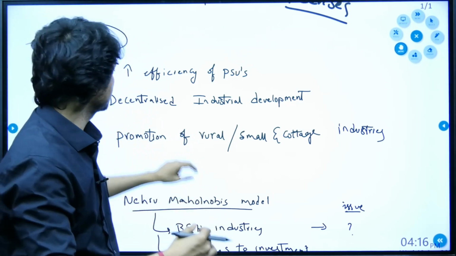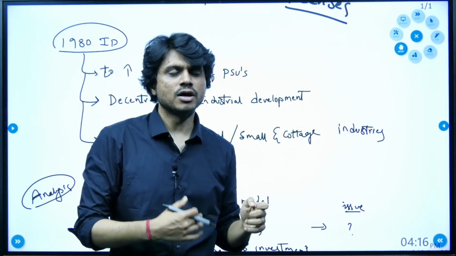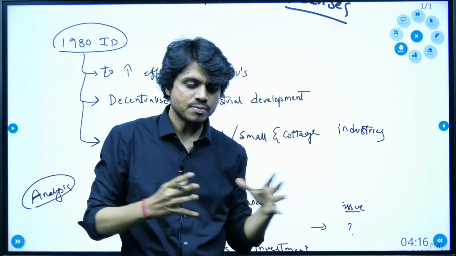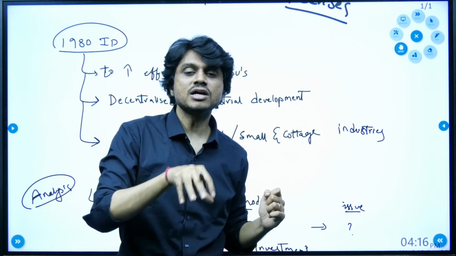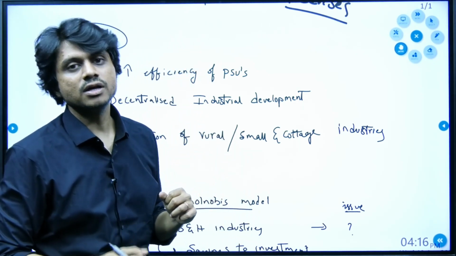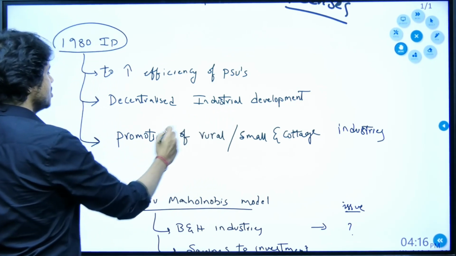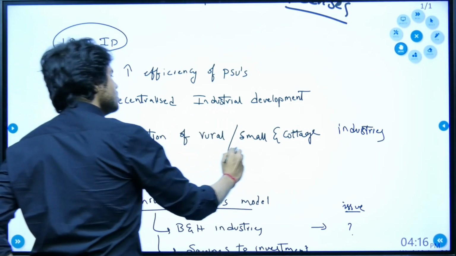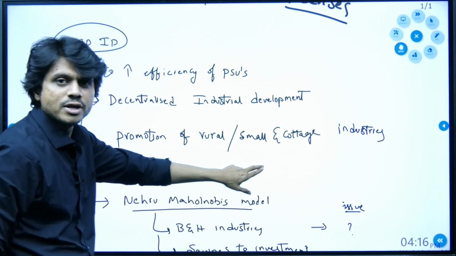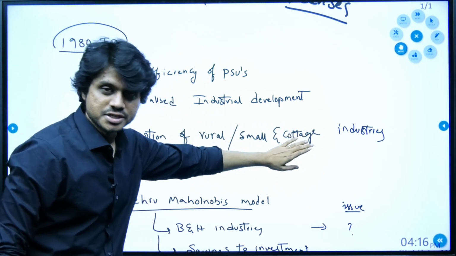Okay, that is a kind of decentralized industrial development, because by then our Indian government had understood that development was only happening in pockets. It was islands of development. So there is a need for balanced regional development. For an area based development approach, they introduced decentralized industrial development. Then they also provided promotion for the rural and small cottage industries. This is also mentioned in your APPSC syllabus, about the importance of rural and small cottage industries.